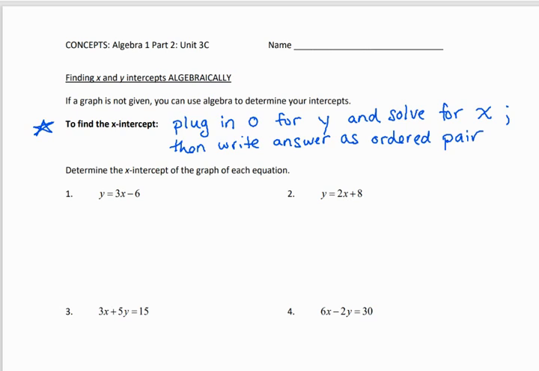To find an x-intercept, we plug in 0 for y and solve for x. You don't want to plug in 0 for x, because then you're telling me the x-intercept is 0. We're looking for x, so we plug in 0 for y. Does anyone know why we plug in 0? Can anyone make a connection to yesterday?